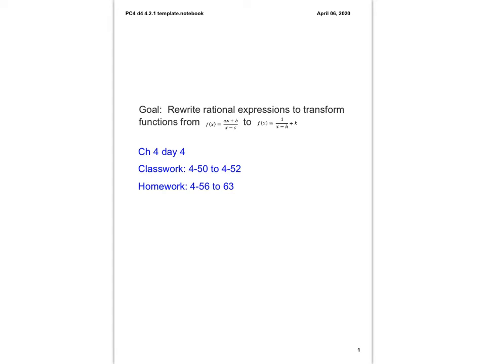Today's goal is to rewrite rational expressions to transform functions from the form of (ax + b)/(x - c) to more of a transformation form. What we want to start by understanding is that in this form, (ax + b) all over (x - c), this is more of a rational expression.